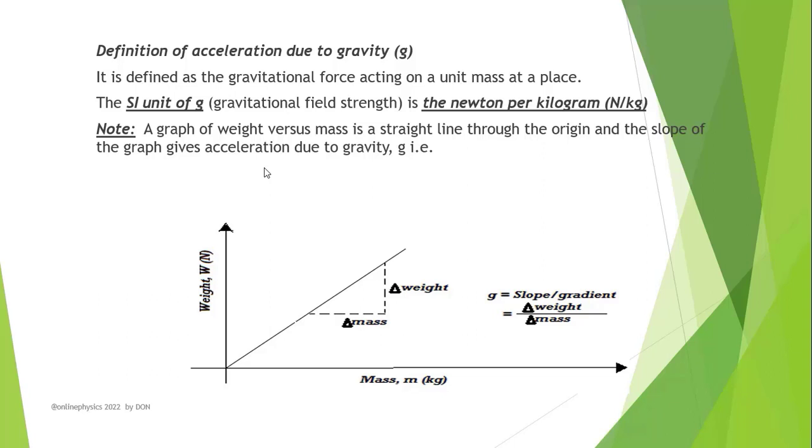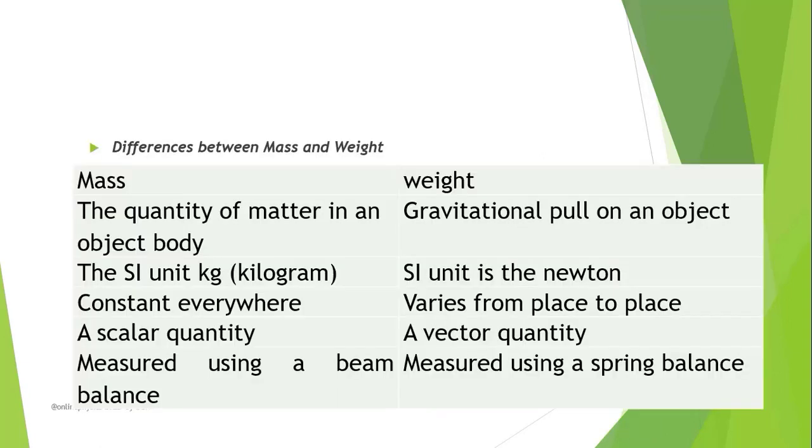So if we were to draw a graph of weight versus mass, then we'll definitely have a straight line graph through the origin, and the slope of that graph will give us the acceleration due to gravity, in Newton per kilogram. Then moving further, now we can check on the differences between mass and weight.